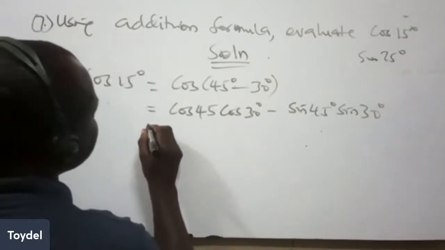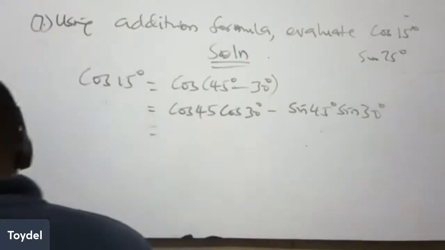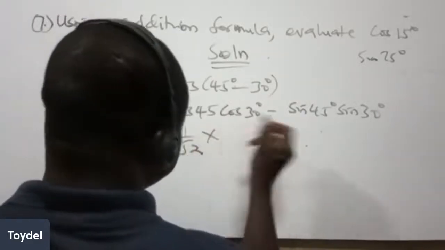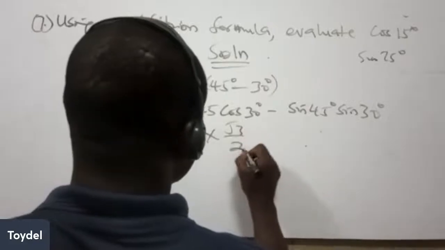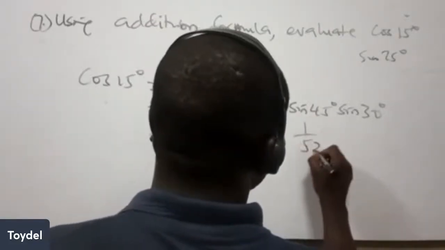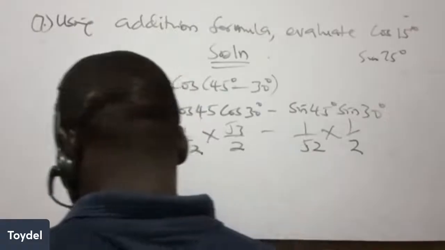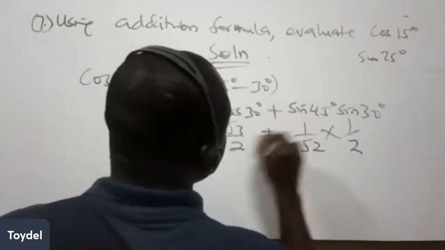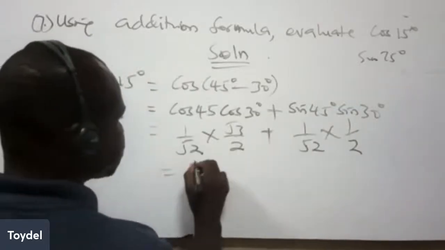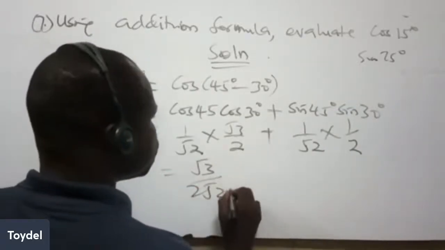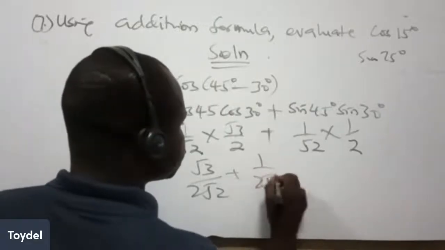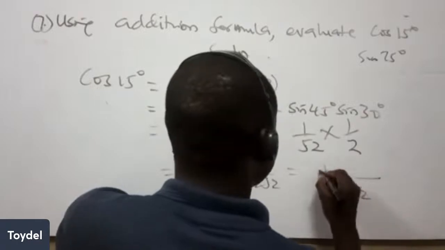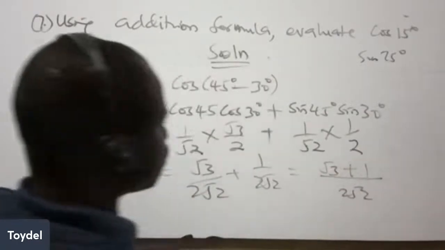Okay, in this case now, what is cos 45? Cos 45 is 1 all over root 2, multiplied by cos 30, which is root 3 all over 2, minus sine 45, which is 1 all over root 2, multiplied by sine 30, which is half. So when we have negative here, it becomes positive. So we are going to have root 3 all over 2 root 2 plus 1 all over 2 root 2. If I find the LCM, I get 2 root 2, so I'll get root 3 plus 1. That's what I'm going to get.